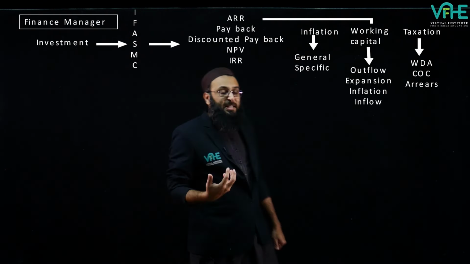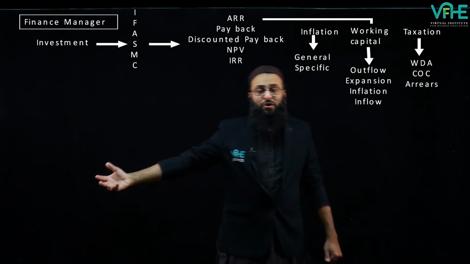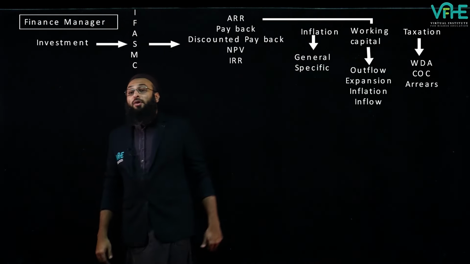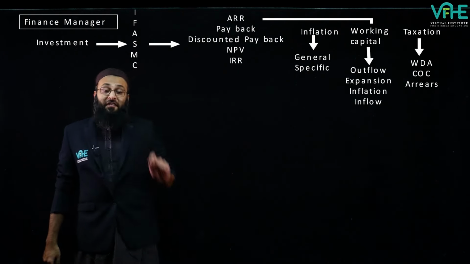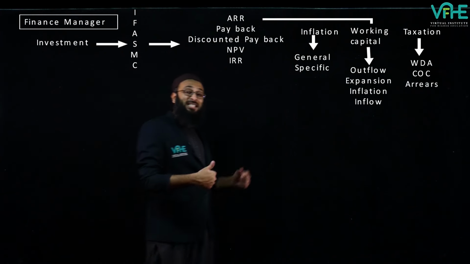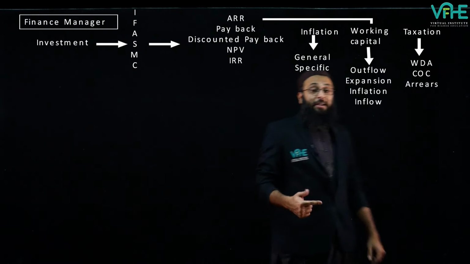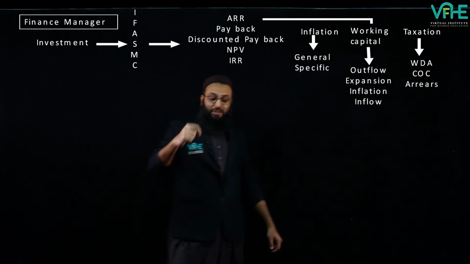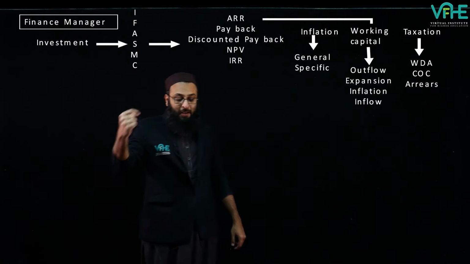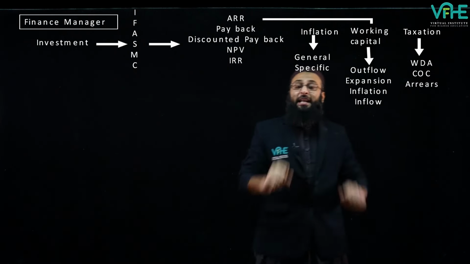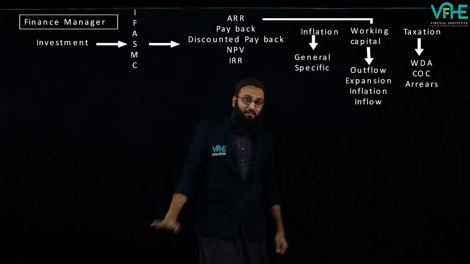So if you have probabilities available, it is known as a risky situation. If you don't have probabilities available, it is known as an uncertain situation. So how do we deal with this? The first method we have is sensitivity analysis. What does sensitivity analysis do? It identifies the most critical variable which, if changed, will have an impact on your final decision.